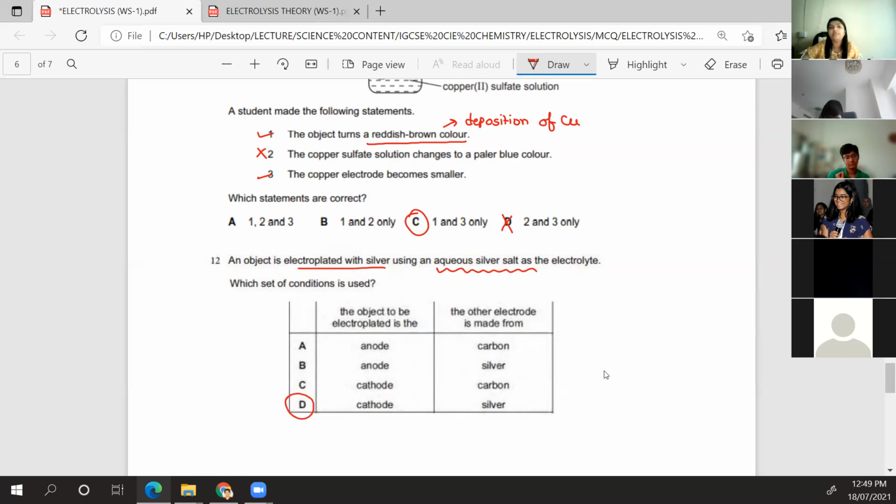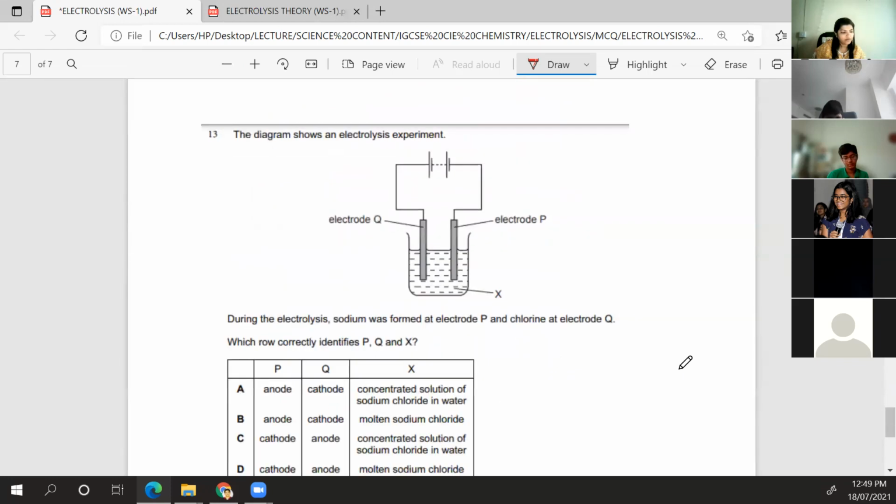That's absolutely correct, because we have just now learned that for electroplating, the object to be plated should be at cathode, and whichever metal we need to electroplate, that has to be connected to the anode. That's correct, Manas. Okay, next one, Noora.